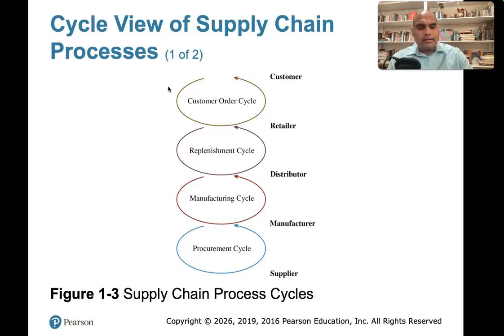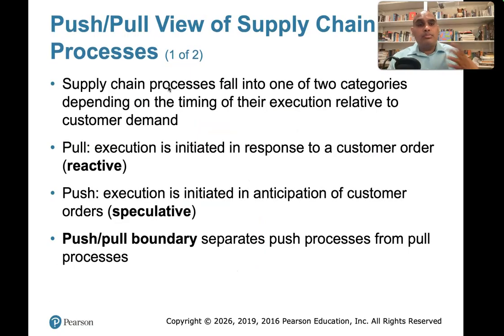The other way of looking at a supply chain is called the push-pull view, where you classify some stages as pull stages and some stages as push stages. So pull stages are the stages that are initiated in response to a customer order, while push stages are stages that are initiated in anticipation of a customer order. Now, you might have supply chains where there are no pull stages at all. They might all be push stages. Or you might also have the opposite supply chain where all stages are pull stages, where nothing is done until a customer actually places an order.